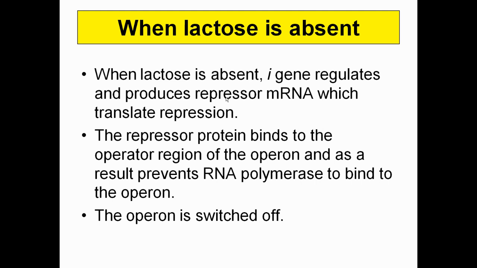Then how is RNA polymerase going to bind at that particular site? That particular site is totally blocked by the repressor protein. Okay, so there will be no transcription of Z, Y, A. The operon is switched off. So the whole system, the formation of the genes, that is transcription of the genes, will be stopped.